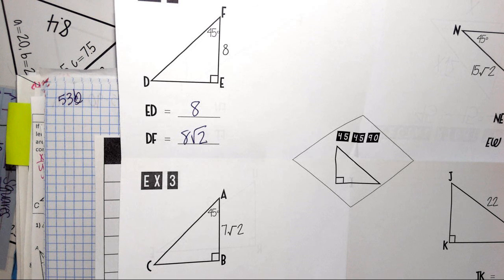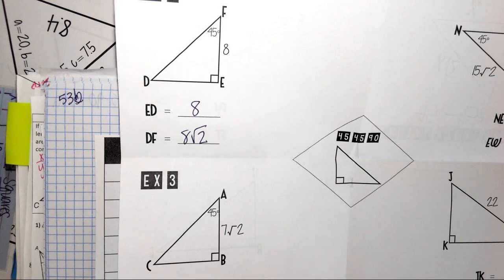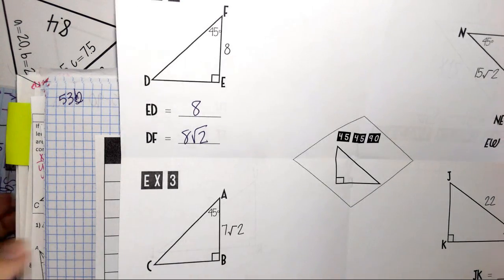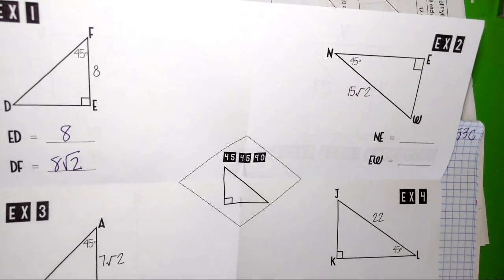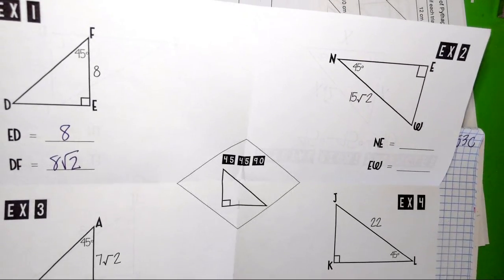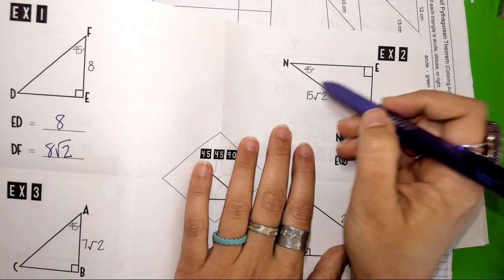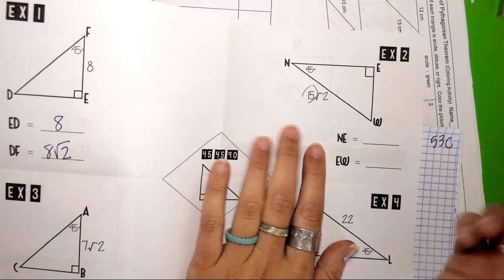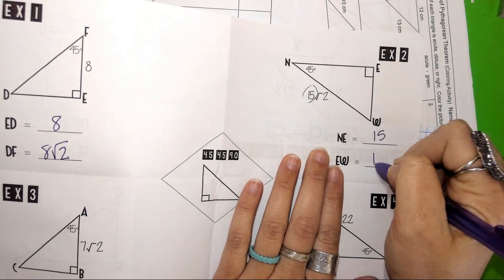What about example 2? What do you think? N is 15. NE is 15? Okay, why? And you just take this part, right? Because that's your X. Awesome. And EW would be 15.